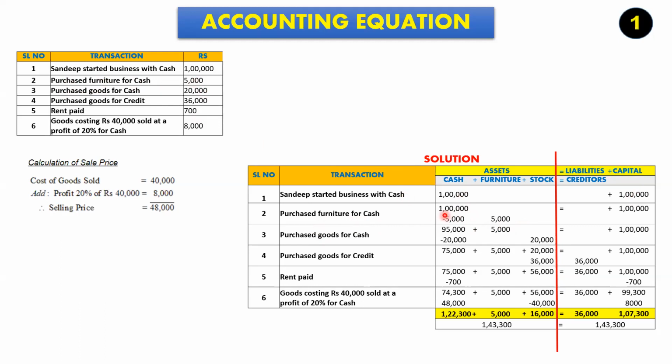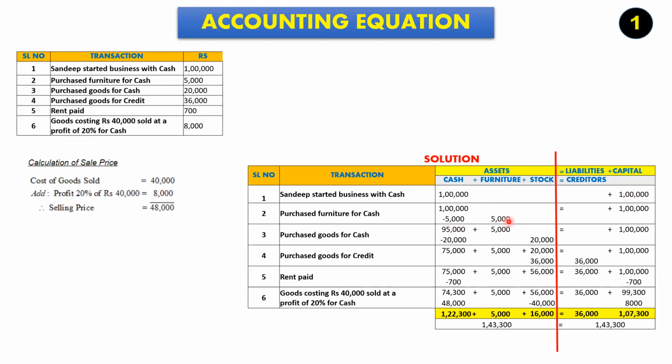That means out of 1 lakh rupees, 5,000 rupees is gone. So how much will it become? 1 lakh minus 5,000 becomes 95,000. Okay, but here what you have to do? Cash, you're removing 5,000 here, but here you're purchasing furniture for 5,000 rupees. So that's why it should come here.